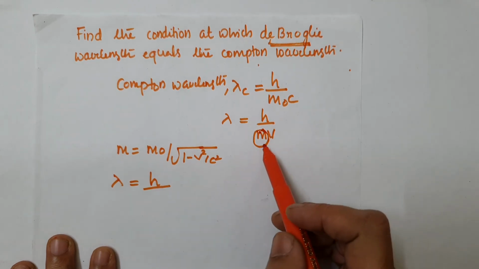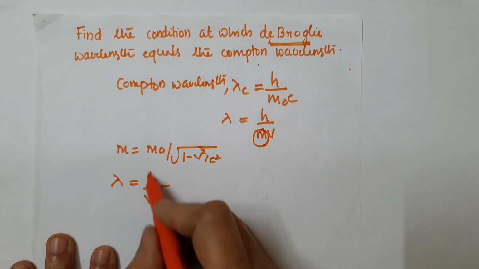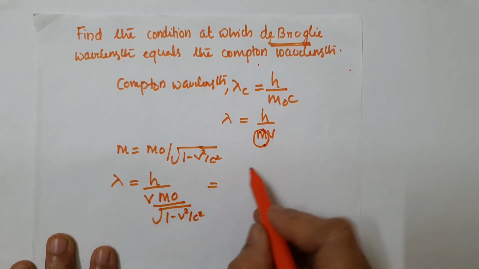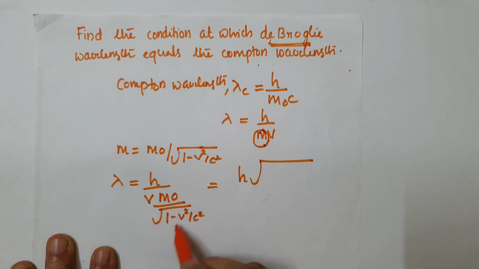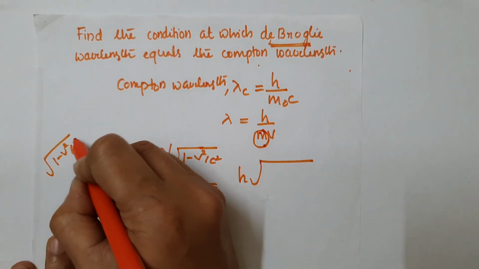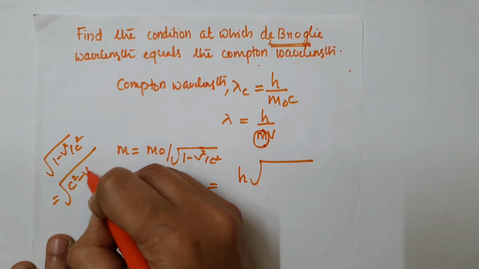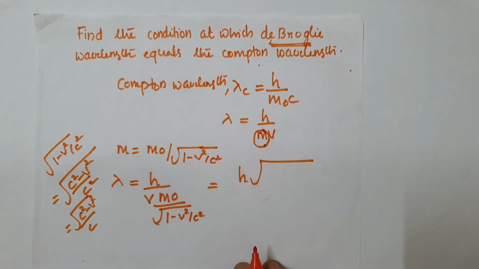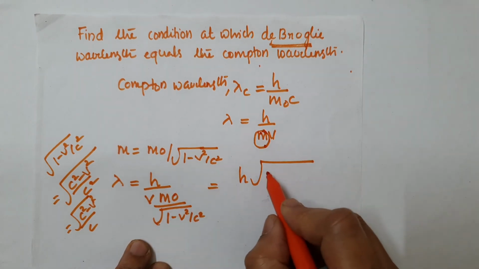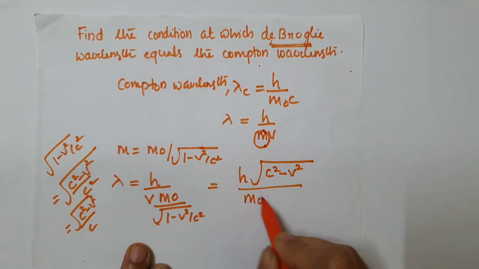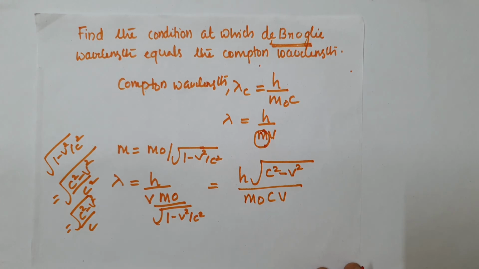v into m is m0 v by root of 1 minus v square by c square, or it can be written as h into root of 1 minus v square by c square. Root of 1 minus v square by c square is equal to root of c square minus v square by c square, or root of c square minus v square by c. So this will go to the numerator. It will become root of c square minus v square divided by m0 cv. This is the equation.